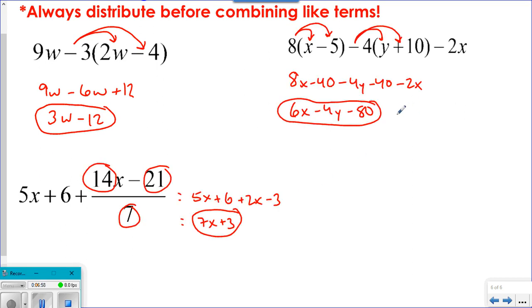For our first expression at the top here, we end up distributing that 8 through, the negative 4 through, and then we combine, and we get 6x minus 4y minus 80. And then down below here, we have to simplify this whole fraction first. So we end up with 2x minus 3 for that piece. And we combine it with the 5x plus 6, we end up with 7x plus 3.